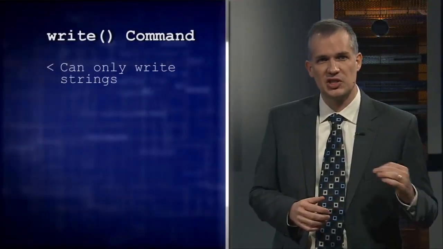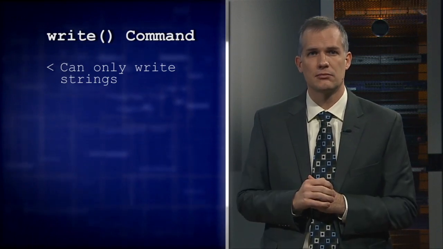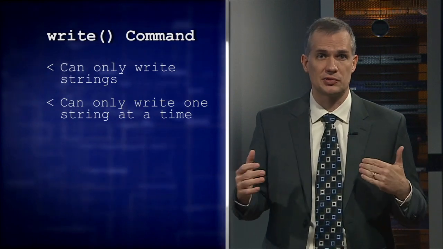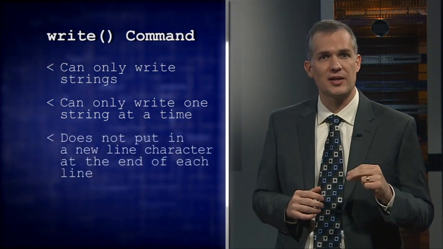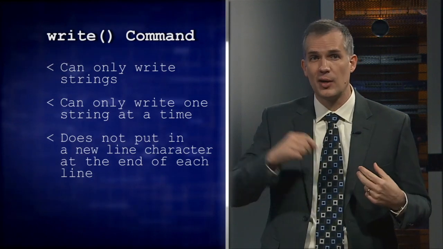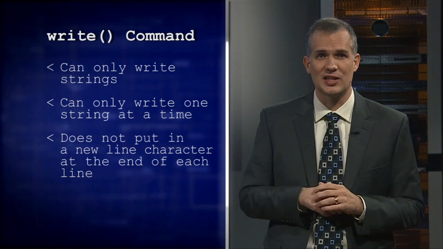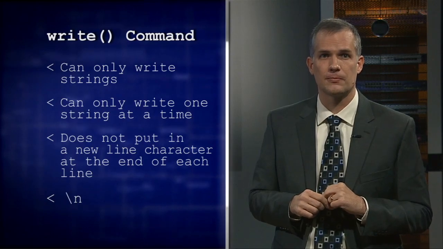Now, I said this was like the print command, but there are actually some important differences. As we just saw, the write command can only write strings, no numbers or anything like that. Also, the write command can only write one string. You can't put in separate strings separated by commas, the way you could with a print statement. And finally, the write command does not put in a new line character at the end of each line you write. With print, every time we print something out, it comes out on a new line. With write, that's not the case, and if we want there to be a new line, we need to explicitly write out a new line character.